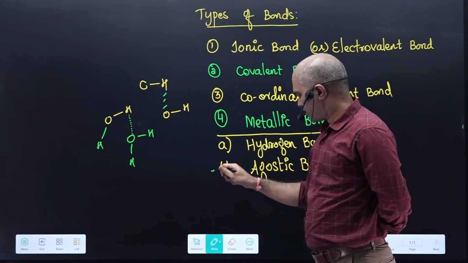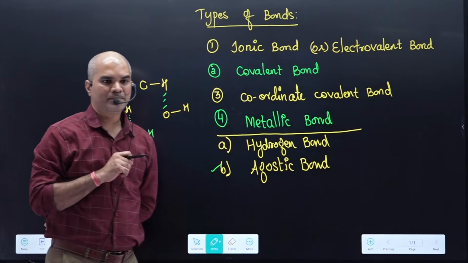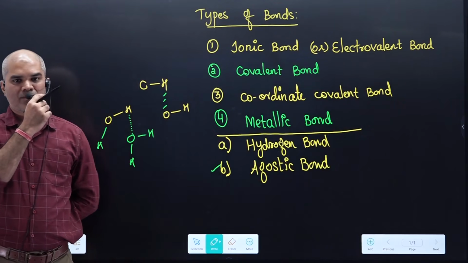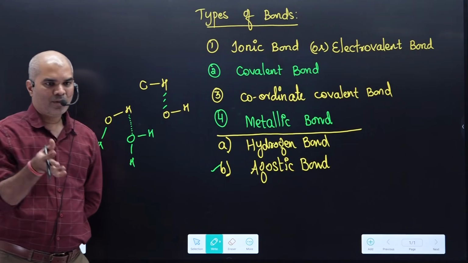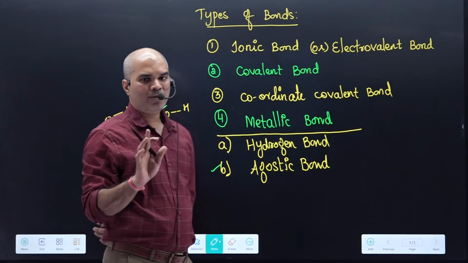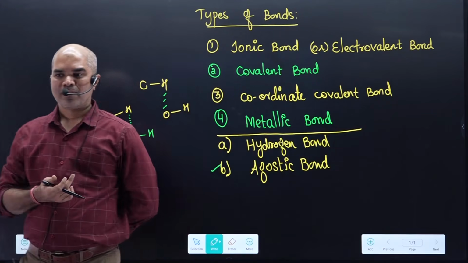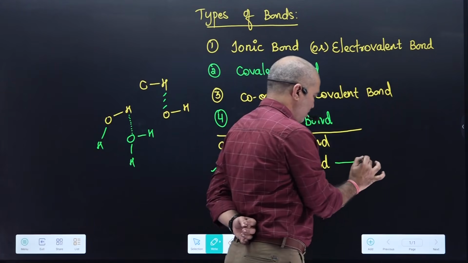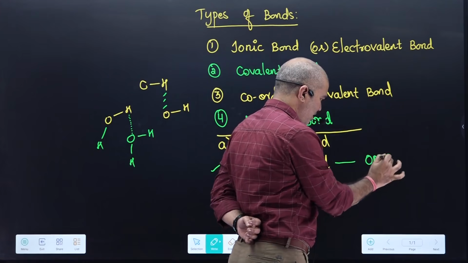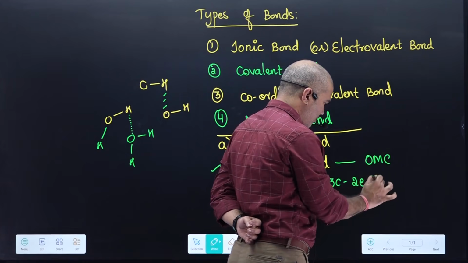Maybe for the first time, some of you are hearing about the agostic bond. What is this agostic bond? All other bonds you have heard right from your school times: ionic bond, covalent bond, coordinate covalent bond, and metallic bond also. But what is this agostic bond? This is a special bond which comes in organometallic chemistry. So there we will discuss it. But simply I am telling, it is a 3-centered 2-electron bond.